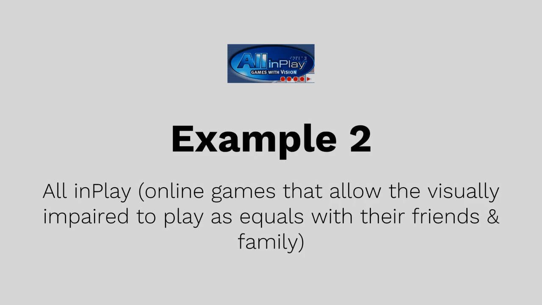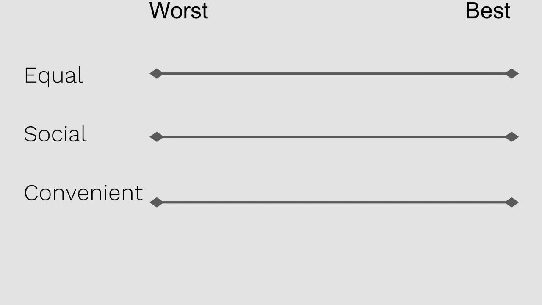Let's take a second example. My first company, All in Play, made online games that allowed the visually impaired to play as equals with their friends and family. So our visually impaired customers cared about 3 things. They wanted to be equal. They did not want to be the handicapped person at the table. They wanted to be a full, independent human being.